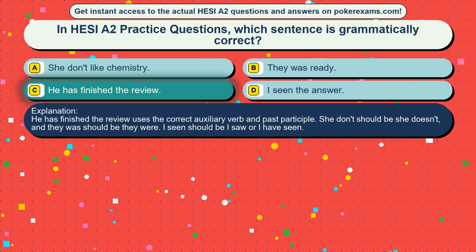He has finished the review uses the correct auxiliary verb and past participle. She don't should be she doesn't, and they was should be they were. I seen should be I saw or I have seen.